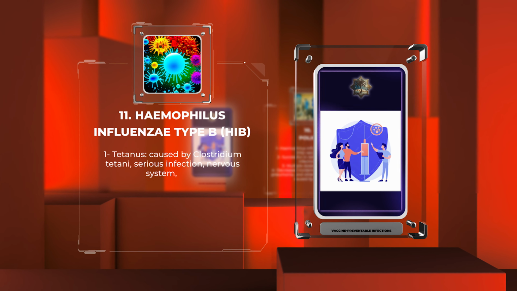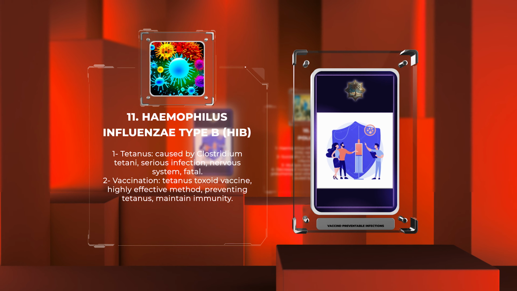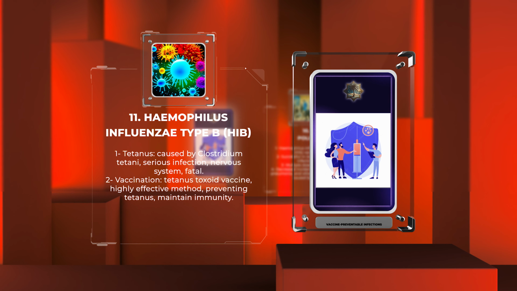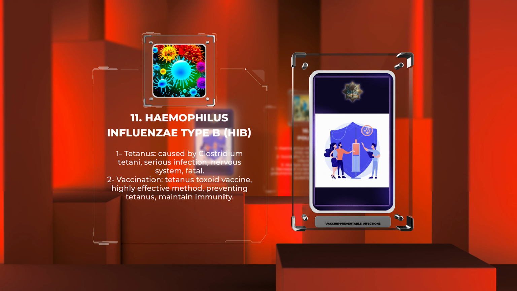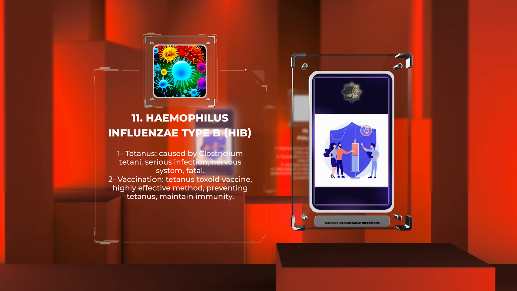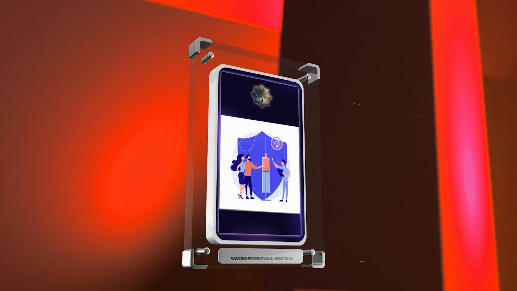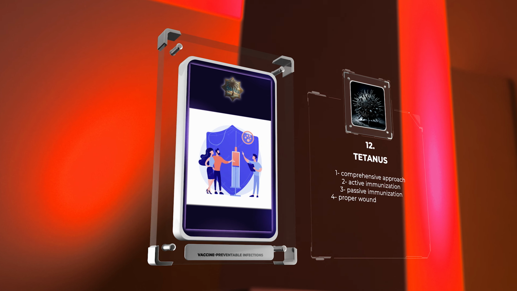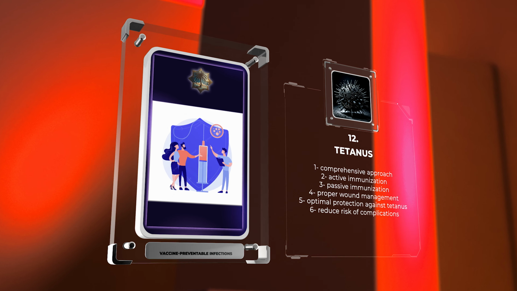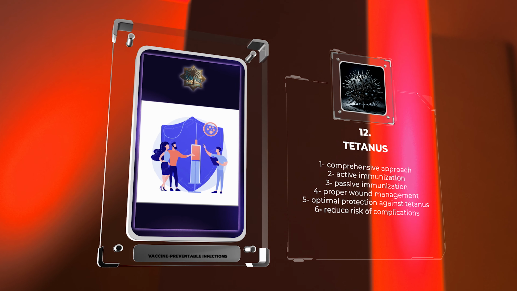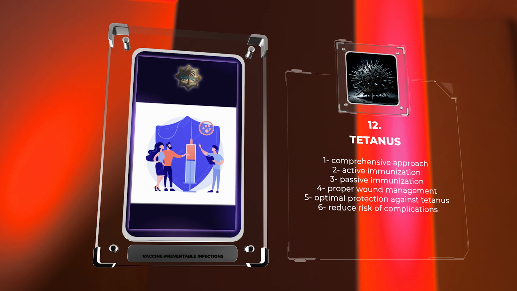illnesses caused by Hib. Tetanus, caused by the bacterium Clostridium tetani, is a serious infection that affects the nervous system and can be fatal. Vaccination with the tetanus toxoid vaccine is a highly effective method of preventing tetanus and should be administered regularly to maintain immunity. This comprehensive approach of combining active and passive immunization, along with proper wound management, ensures optimal protection against tetanus and reduces the risk of its complications.